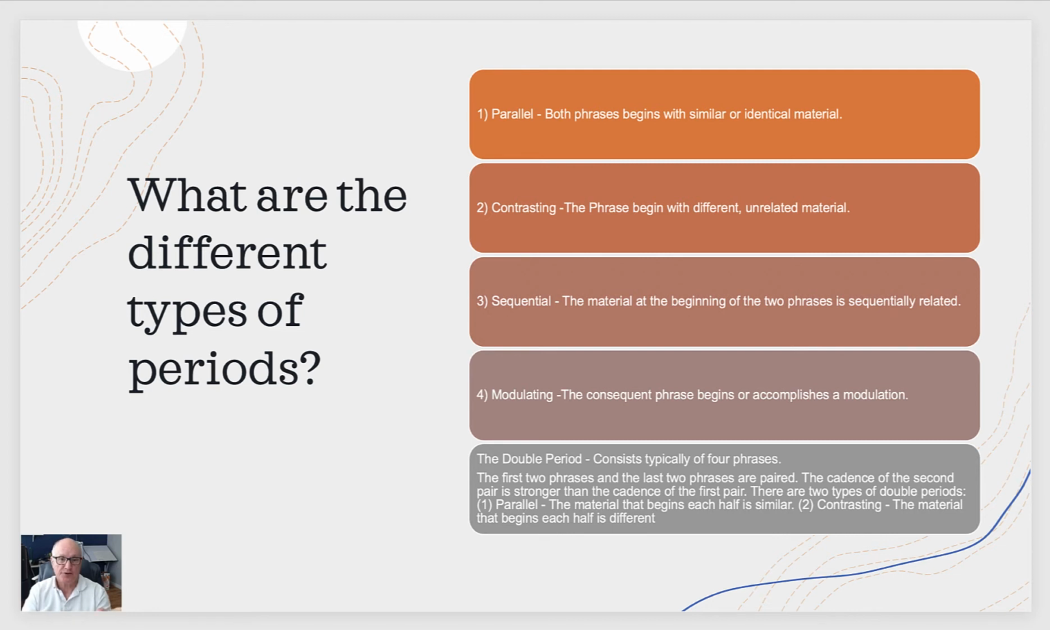You have the first 2 phrases and the last 2 phrases. They're paired together. And so the cadence of the second pair is stronger than the cadence of the first pair. And there are a couple of different types of double periods. The parallel, that's the material that begins each half is very similar. Then contrasting, the material that begins each half is different. We see this in sonata form a lot. The handout will really help you. But that's only the 5 kinds that you really need to know. And they're really logical when you think about parallel, contrasting, sequential, and modulating, and then a double.